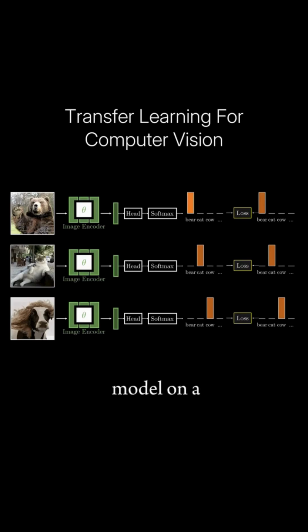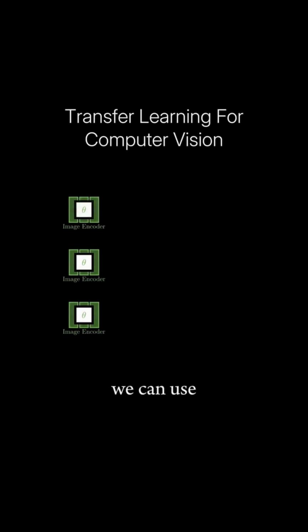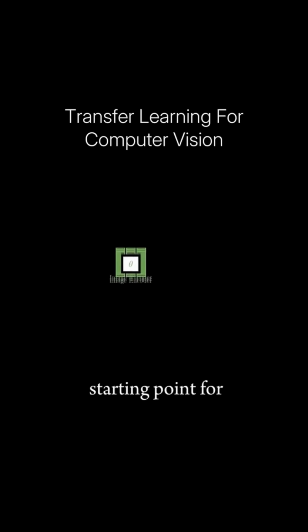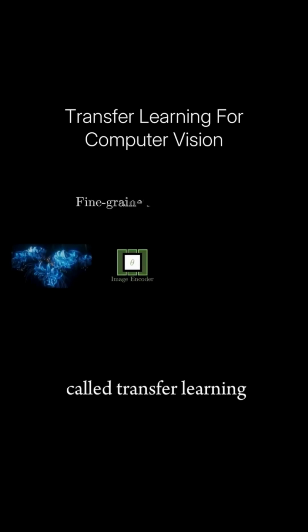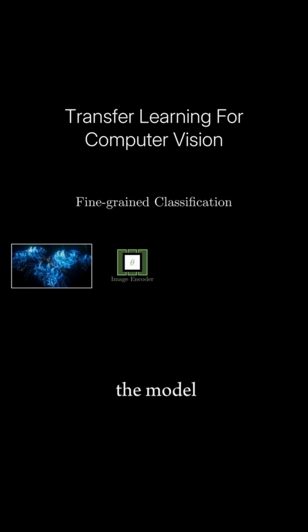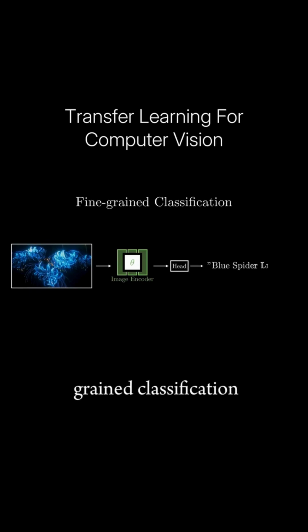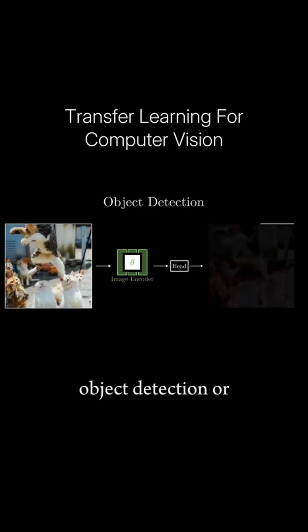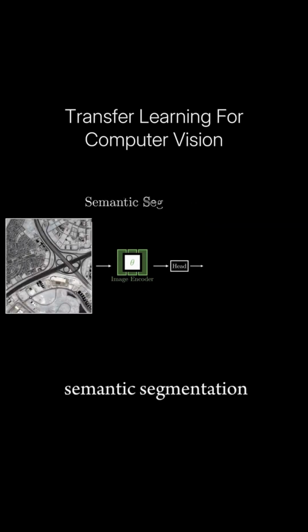After training the model on a large labeled dataset, we can use its learned weights as a great starting point for new tasks. This process is called transfer learning. It allows us to fine-tune the model for a wide range of applications, such as fine-grained classification, object detection, or semantic segmentation.